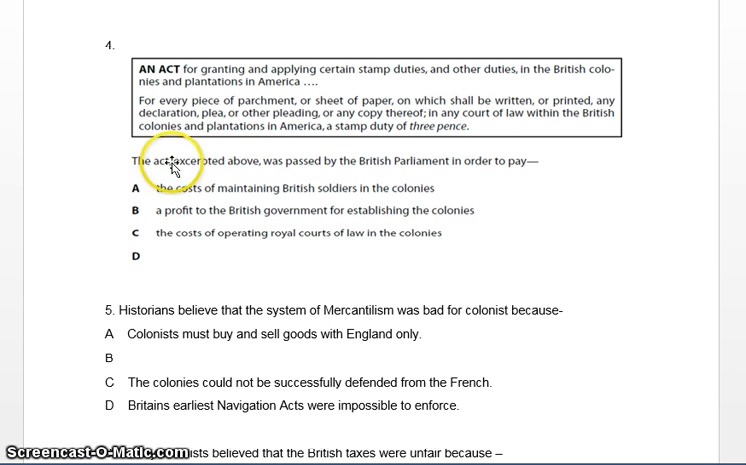The act cited above was passed by British Parliament in order to pay for what? Why did they create the Stamp Act? Was it A, to pay for the costs of maintaining British soldiers in the colonies, B, a profit to the British government for establishing the colonies, or C, the cost of operating royal courts of law in the colonies? Why did they pass these taxes? Which one of these things are they trying to pay for?